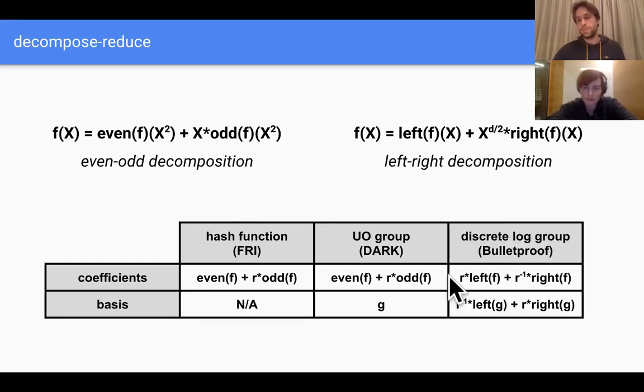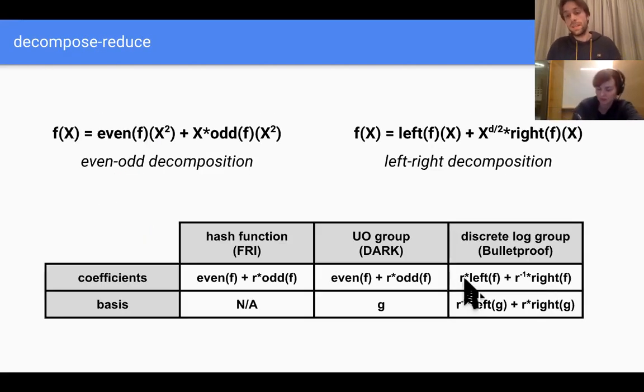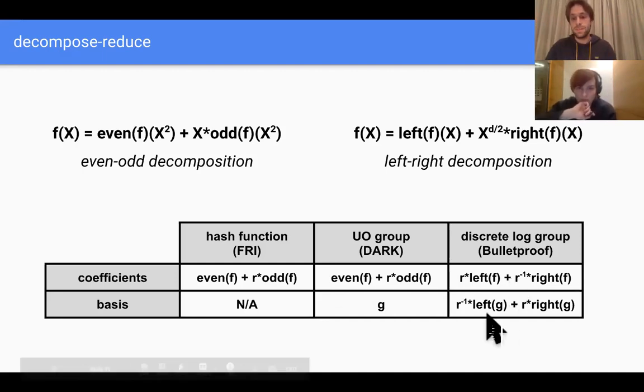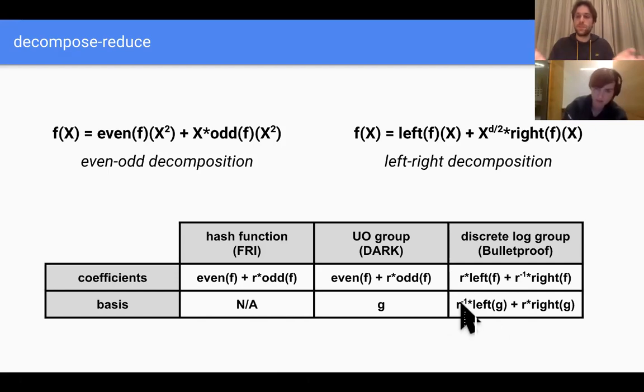And then in bullet proofs, we do something kind of like the groups of unknown order. So we split in left and right, but we do two things that are a little different. So one is that instead of taking just this unbalanced linear combination where basically you have a factor of 1 and a factor of R here, you have this more balanced linear combination where you take R here and R inverse. So this nice symmetry. And in addition to doing a decomposition at the level of the coefficients of your polynomial, you're also going to do a similar random linear combination for the basis elements with which you do the commitment.